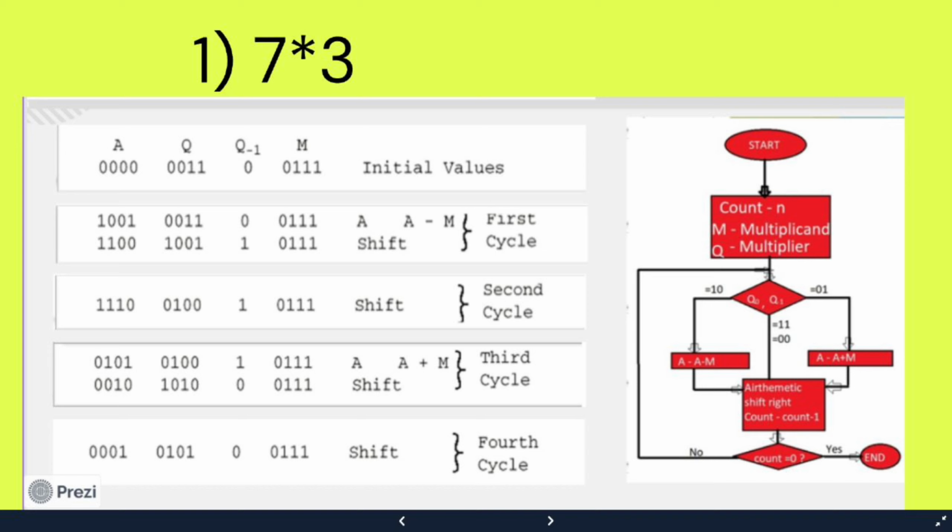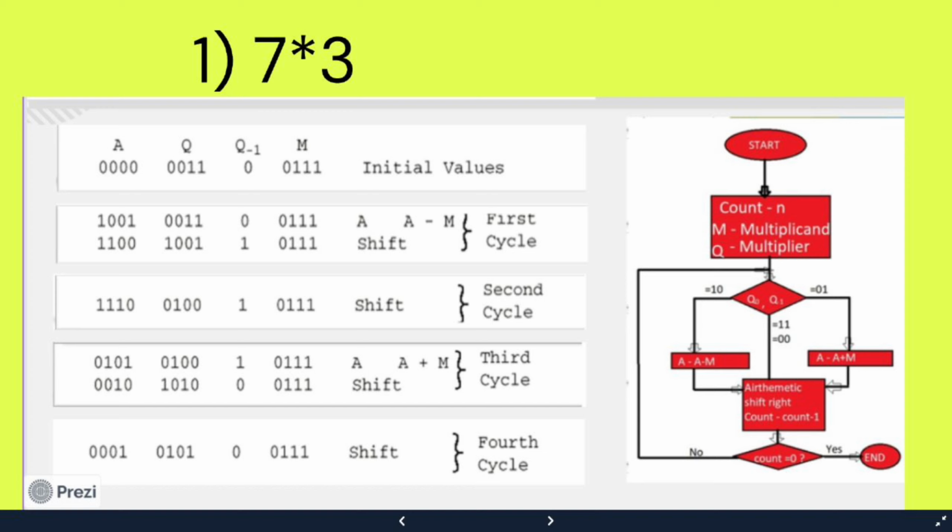So equating, we get A as 0101, Q as 0100, Q minus 1 as 1, and M as 0111. After this step, we have to do an arithmetic right shift. This gives A as 0010, Q as 1010, Q minus 1 as 0. Now as the last digit of Q and the digit of Q minus 1 is same, we directly do an arithmetic right shift, which is the first step of the fourth cycle and also the last step of the calculation.